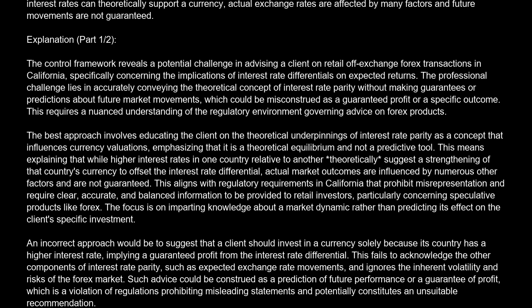An incorrect approach would be to suggest that a client should invest in a currency solely because its country has a higher interest rate, implying a guaranteed profit from the interest rate differential. This fails to acknowledge the other components of interest rate parity, such as expected exchange rate movements, and ignores the inherent volatility and risks of the Forex market. Such advice could be construed as a prediction of future performance or a guarantee of profit, which is a violation of regulations prohibiting misleading statements and potentially constitutes an unsuitable recommendation.